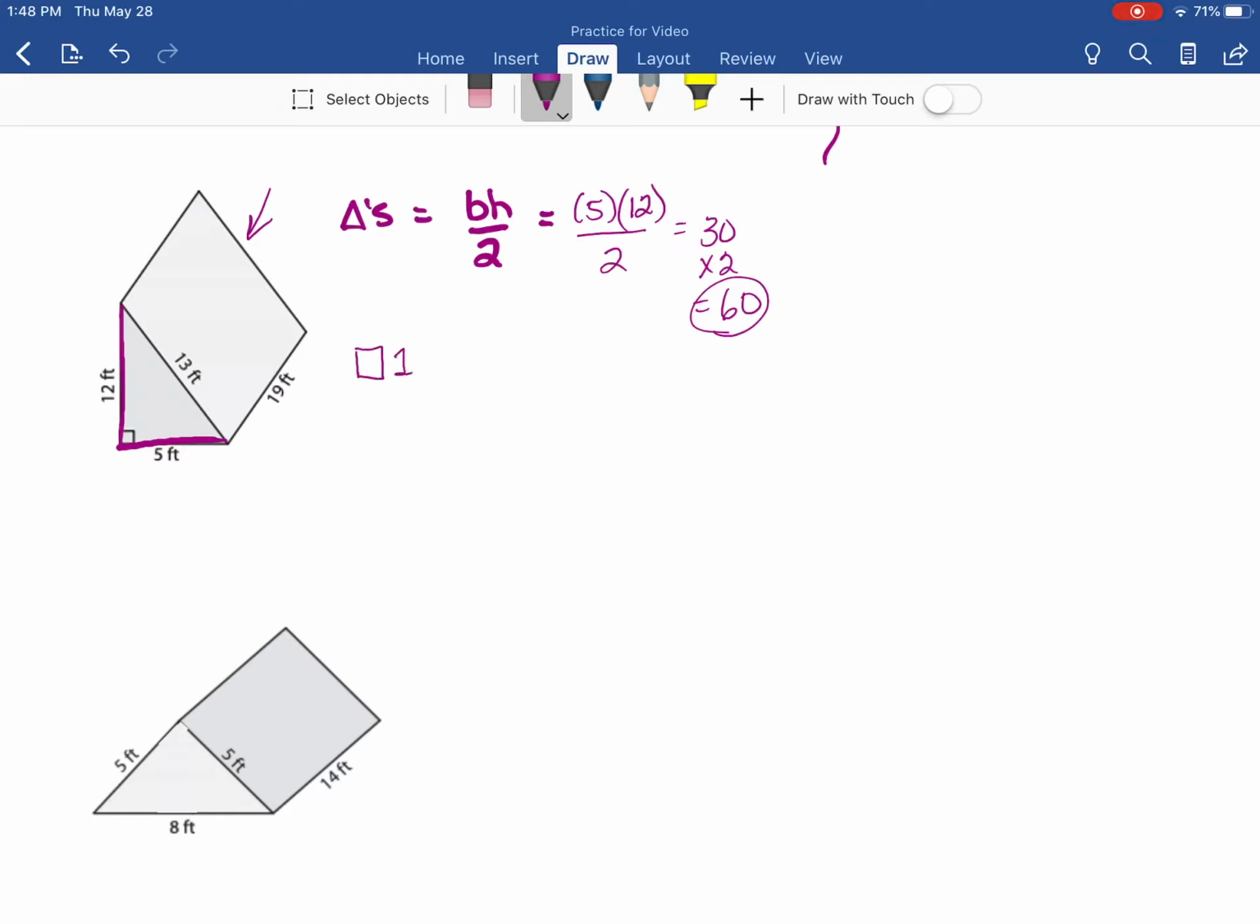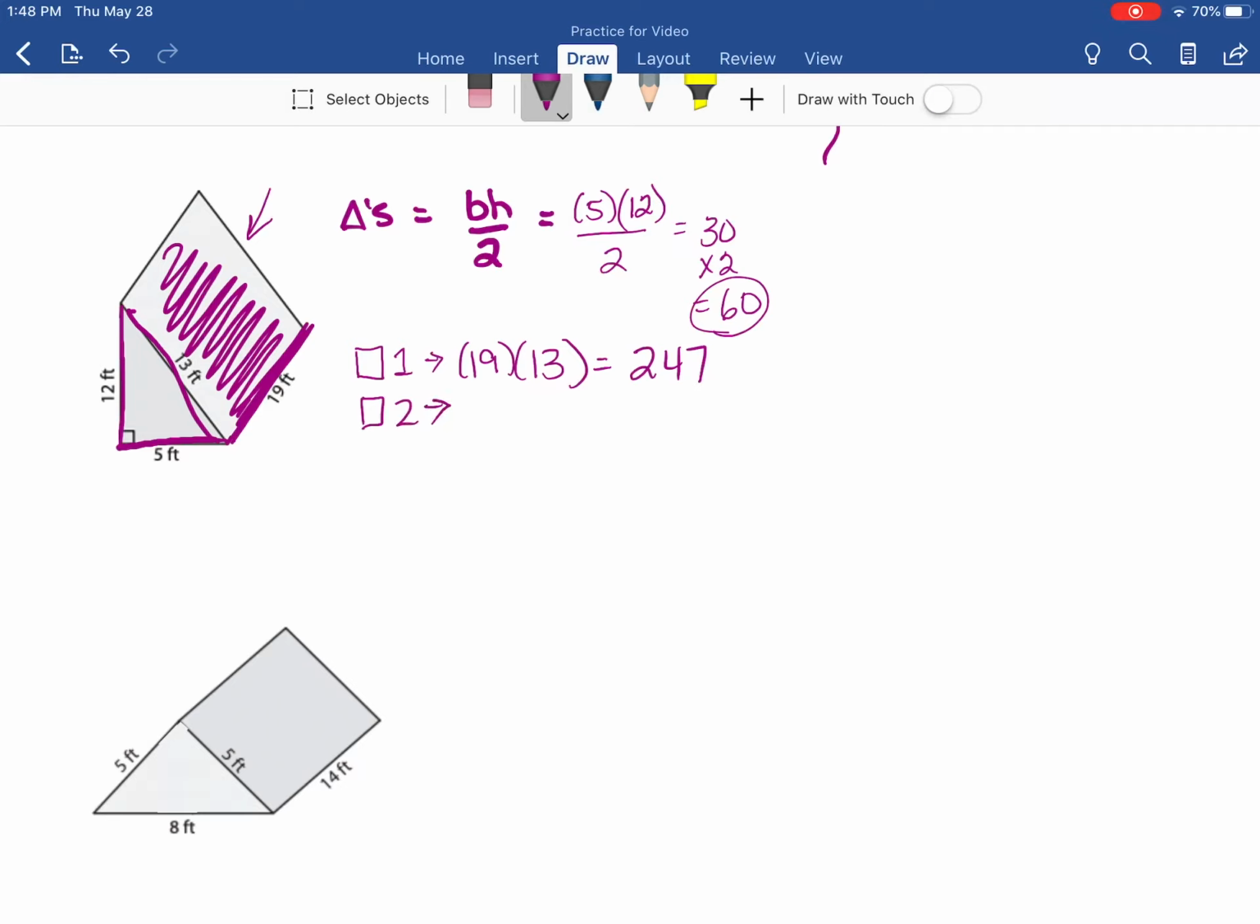So I'm going to have rectangle number 1. I'm going to use rectangle number 1 as this side. So length times width is 19 times 13. 19 times 13 is 247. I have rectangle 2, which I'm going to use the bottom. So again, actually let me erase some of this and I'll try to draw in our 3D lines here.